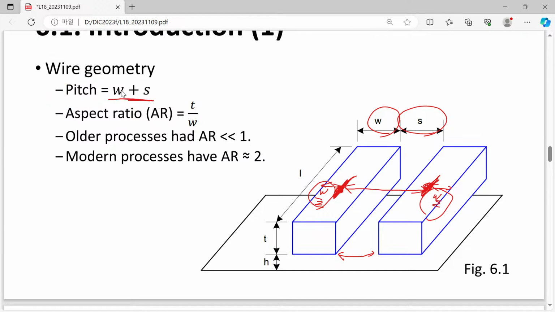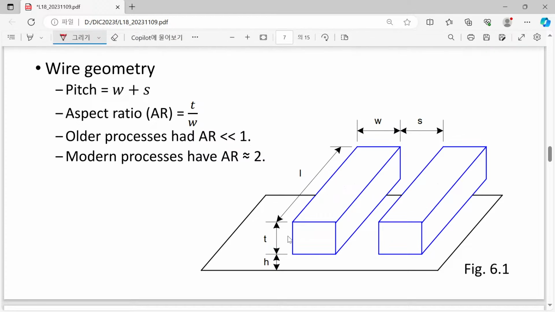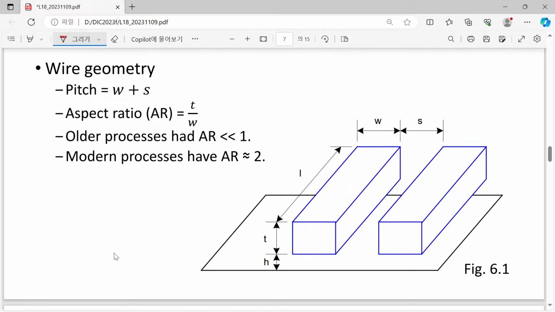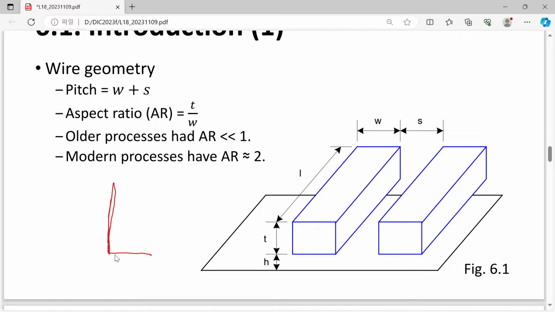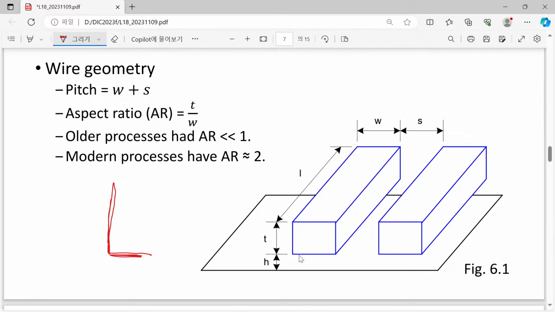Okay, so are you with me? This is not that difficult to understand. And also we can define aspect ratio. Aspect ratio is just the ratio between height and width. So this is the width and this is the height, called thickness here. So this ratio T over W is defined as the aspect ratio.